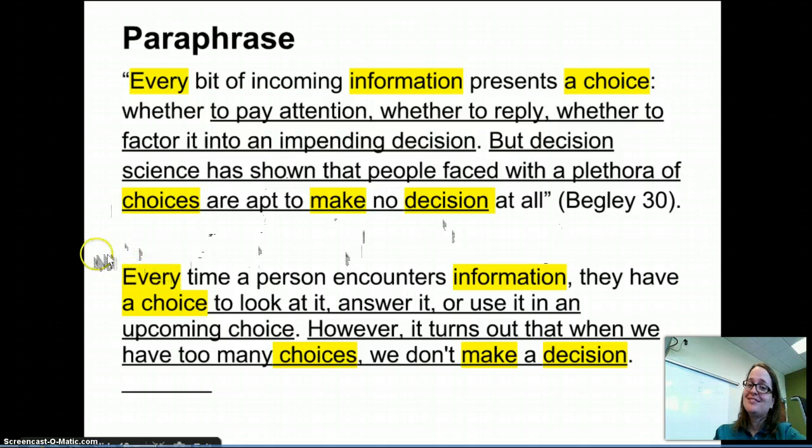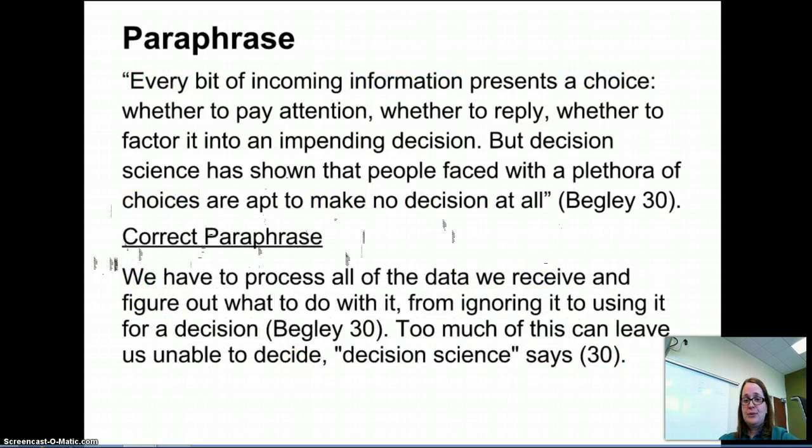Also notice the second example here, the writer on the bottom has not included a signal phrase or an in-text citation. Without that information, it would be plagiarized even if I had used all my words and all my sentence structure. Without that citation, it's still plagiarized. I haven't told my readers, hey, this isn't my idea. I didn't come up with this. I don't study decision science. This was somebody else's idea. All right. Let's look at an example of a correct one. Take a second to read it.